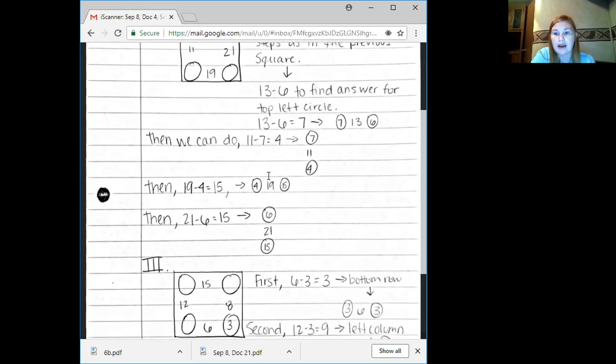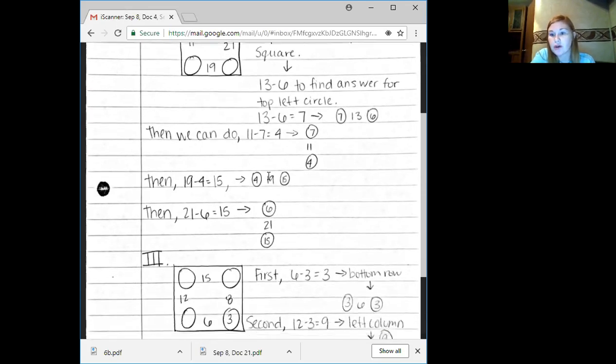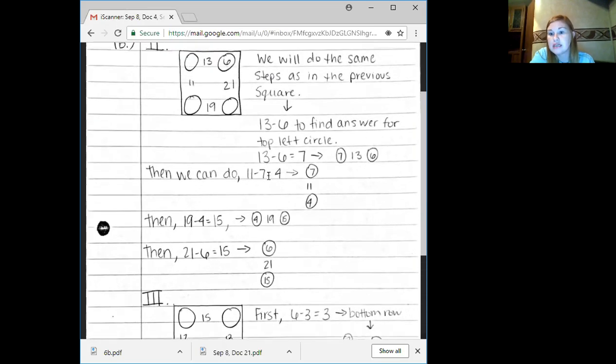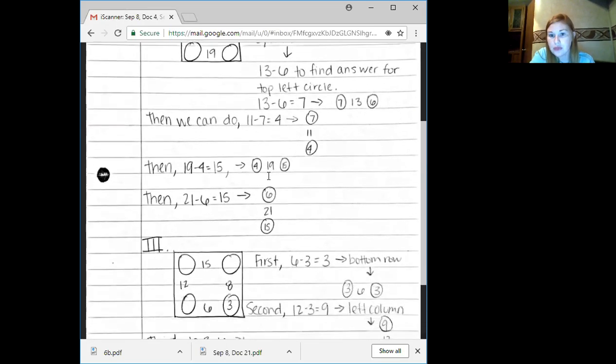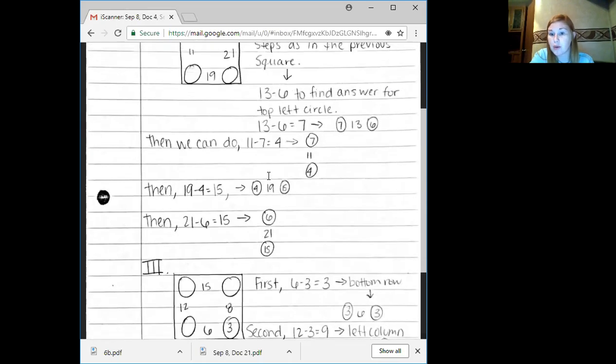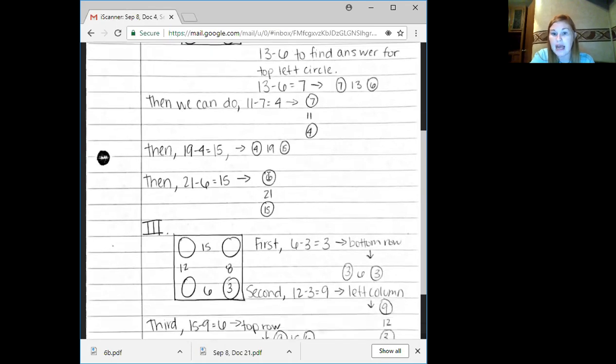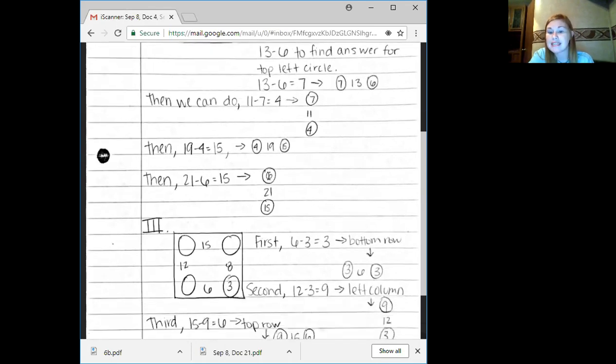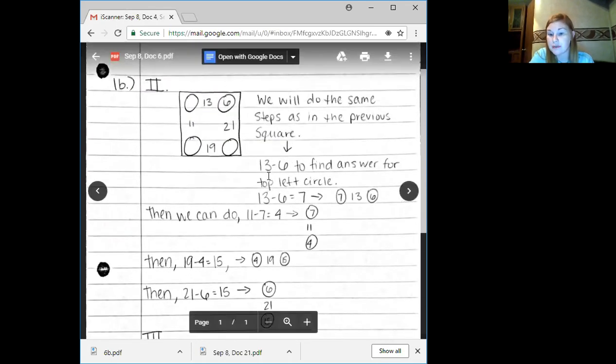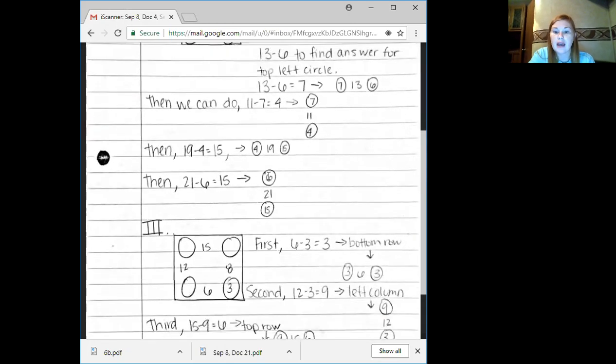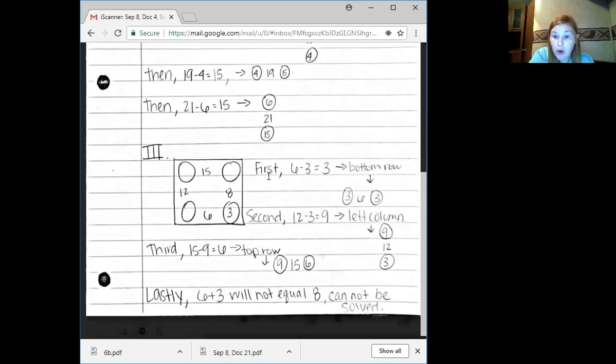So if you look here, I have 11 minus 7 is 4. So that way our left row would be 7, 11, and 4. And then we do the 19 minus 4, which is 15, which would give us our bottom row, 4, 19, and 15. And then lastly, we'll do the 21 minus 6, which would come up with 15. We'll look at number 3, same exact problem.